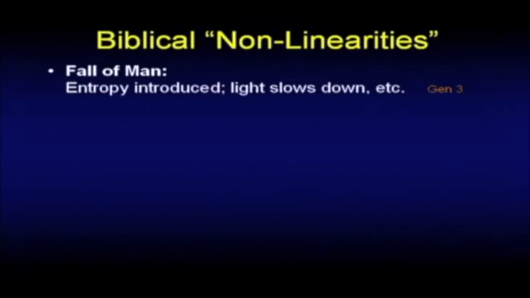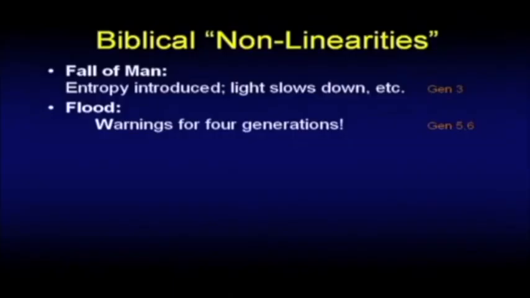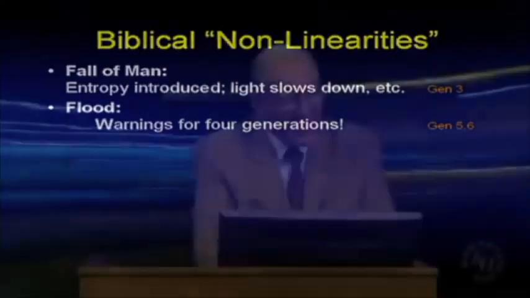So let's talk about biblical nonlinearities. The fall of man, Genesis 3, is a gigantic nonlinearity. And that's where entropy is introduced. That's where light begins to slow down and so forth, we believe. Another huge nonlinearity is Noah's flood. What a shock the planet Earth had. The whole planet covered with water, all but 8 people. And that was warned for 4 generations. It didn't come as a surprise. For 4 generations it was preached on.